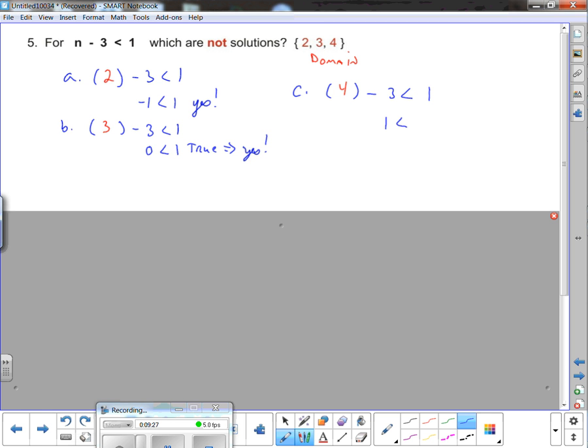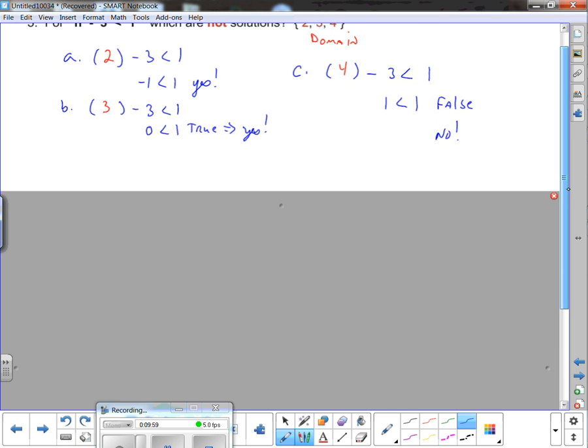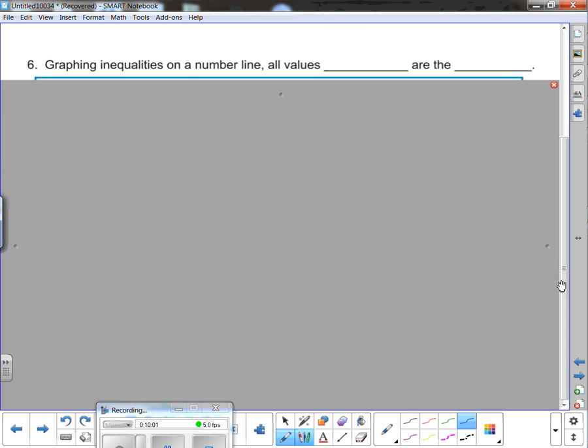4 minus 3 is 1. Is 1 less than 1? And that is false. 1 is not less than 1. Now, if this would have been a less than or equal to, it would be true, because 1 is less than or equal to 1, but it's not. It's a less than, so this is false, and this third one would be a no. So 2 was a solution, 3 was a solution, 4 was not a solution. Hey, no big deal. That's a pretty easy concept. Simply sub in the value of the given domain and see if it makes the inequality true. That's all you've got to do.